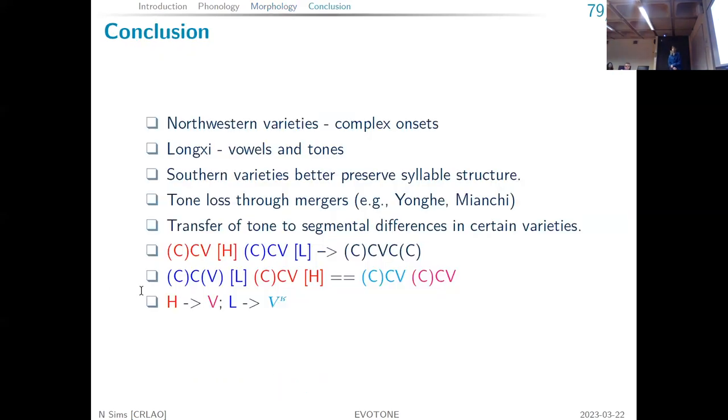So to conclude, if you were to reconstruct proto-Rma, you would need a Northwestern variety for the complex onsets. You would need Wongshi for the vowels and the tones. You would want to look at the southern varieties for the syllable structure, and some of these syllable structure changes. And also to look across varieties.